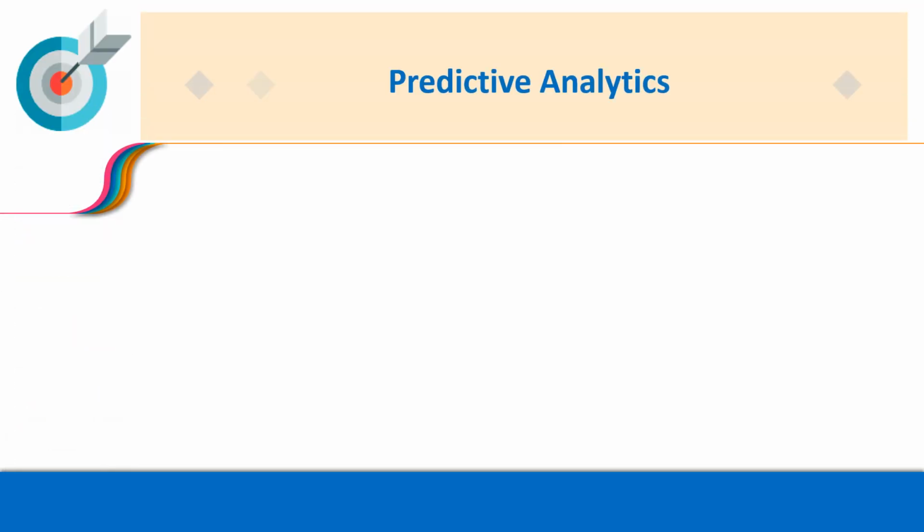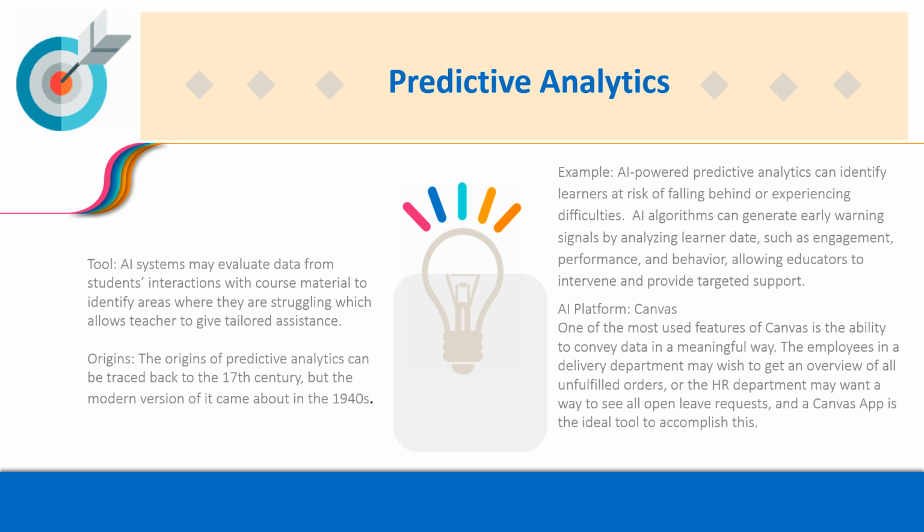Next one is predictive analytics, and it originated in the 17th century, but modern versions of it came around in the 1940s. It's an AI system that evaluates data from students' interactions with course material to identify areas where they are struggling, which allows teachers to give tailored assistance. An example of AI-powered predictive analytics is identifying learners at risk of falling behind or experiencing difficulties. AI algorithms can generate early warning signals by analyzing learner data such as engagement, performance, and behavior, allowing educators to intervene and provide targeted support. A good platform for that would be Canvas, and this would be in a business setting, so an HR department may want a way to see all open leave requests, and the Canvas app is the ideal tool to accomplish that.